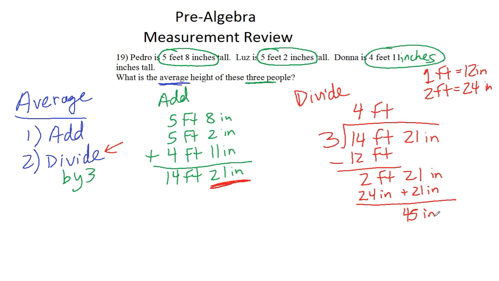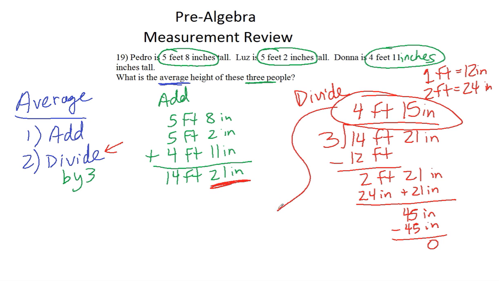And now I can divide 3 into 45. I can use the calculator if I need to, but it goes 15 times. 15 times 3 gives me 45. That would be inches. I subtract and I get no remainder. Okay. So again, this might be my answer, except I'm going to now regroup.